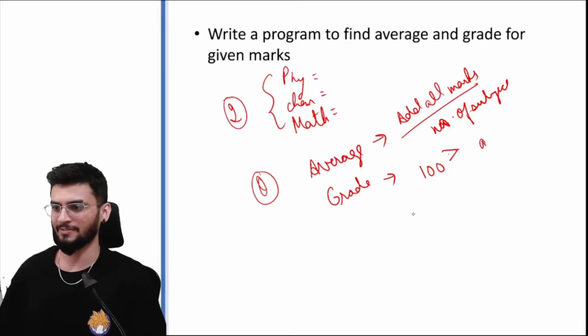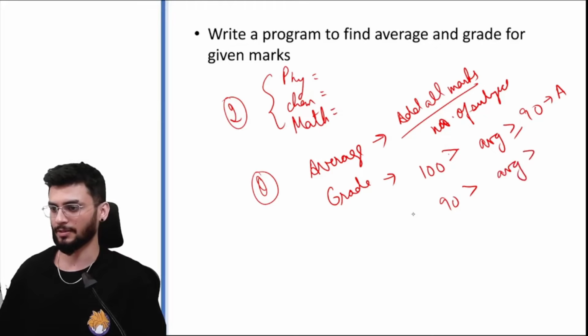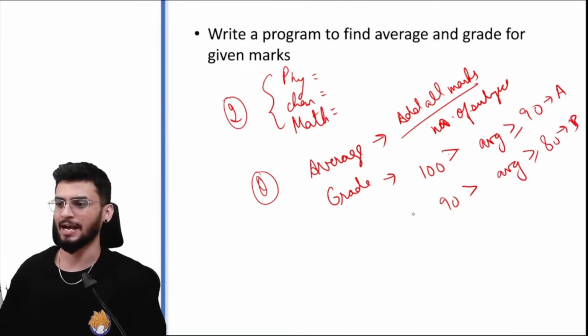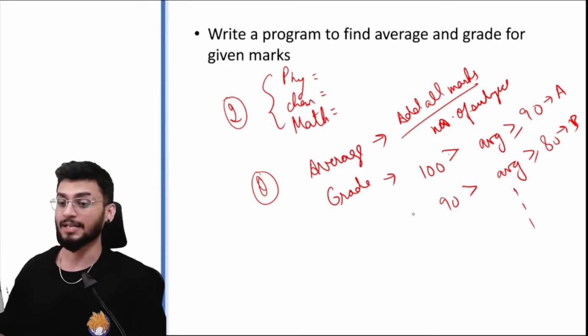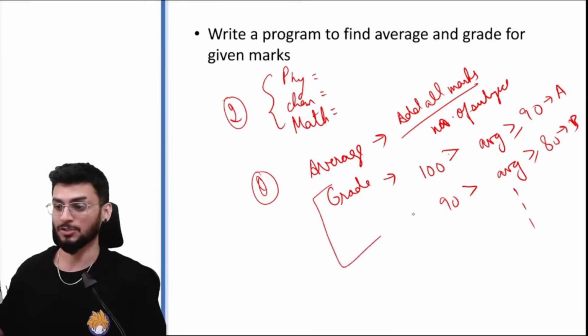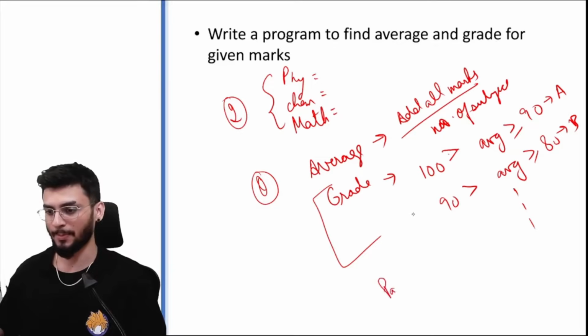So if your average marks are between 90 and 100, you get an A grade. If it's from 90 to 80, you get a B grade, and so on. There is another way which you can create this program, which is not giving the grades such as A and B, but giving pass and fail.